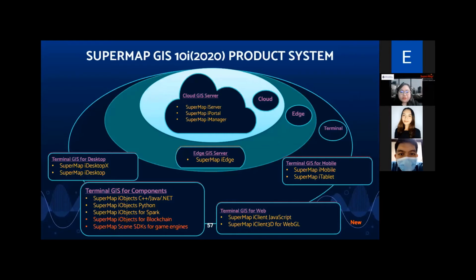On the terminal side, we have the Terminal GIS for desktop, the iDesktop, and iDesktop X. The Terminal GIS for components, they are objects for different coding languages such as C++, Python, and Java. And also for new technology for blockchain and Scene SDKs for game engine. Then we have the iMobile and iTablet. And under web, we have the iClient for JavaScript, mainly for 2D and WebGL for 3D.